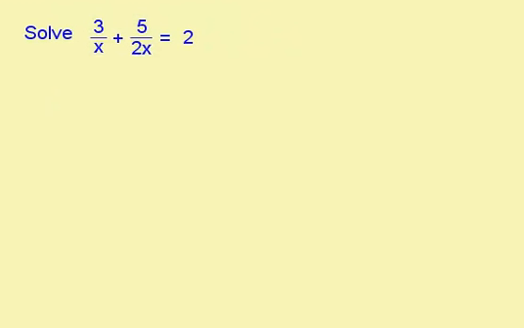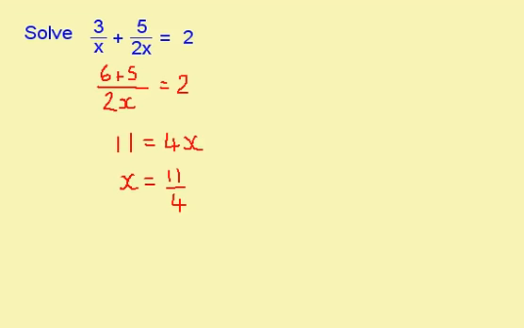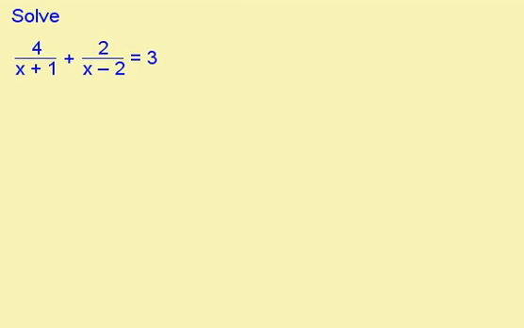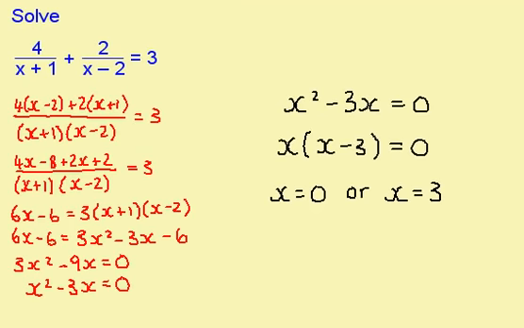There are now going to be 3 questions for you to try. Here's the first one. Press pause and have a go at it. When you're ready to see the answer, press play. Here's the answer. Here's your second question. Press pause and have a go at it. When you're ready for the answer, press play. Here's the answer. Your working out might be slightly different, but you should still have these answers here.